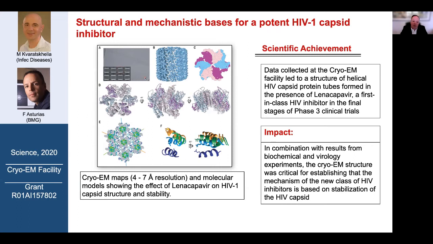So information from the CryoEM facility was used to calculate, as I said, these maps of the HIV-1 capsid protein that mimic the structure of HIV capsids in vivo, and to understand the effect of this drug on the structure of these capsids. The punchline from these studies, which were published in Science in 2020, was that the drug stabilizes the HIV capsid, and by doing so interferes with progression of the HIV infection cycle.